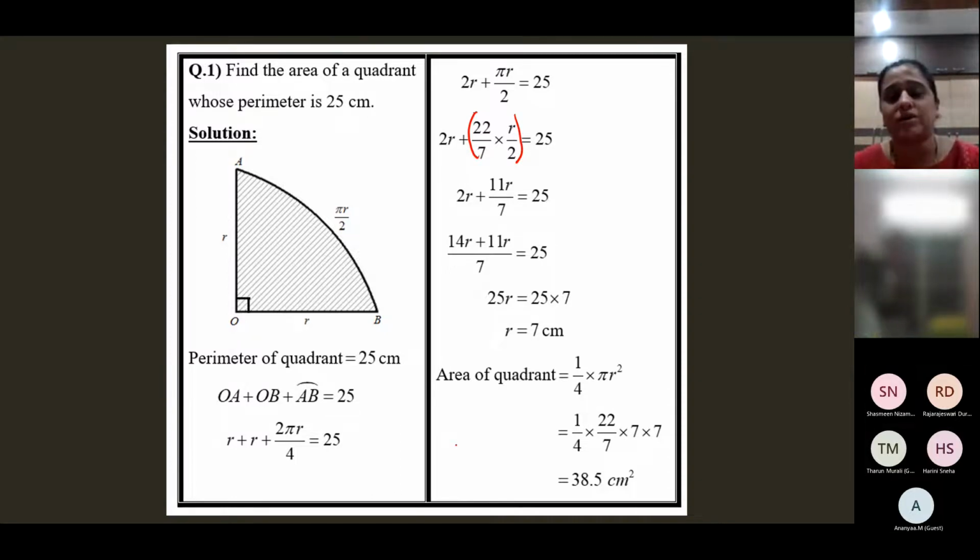Now find the area of the quadrant. So area of the circle is pi r square. Quadrant will be 1/4 of pi r square. Square units. You can put a bracket here and write square units here. So 38.5, very good. Those who got the answer but not presented like this can learn it from this. Please present it like this.